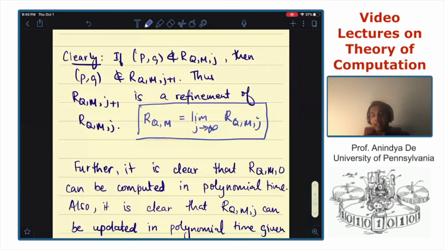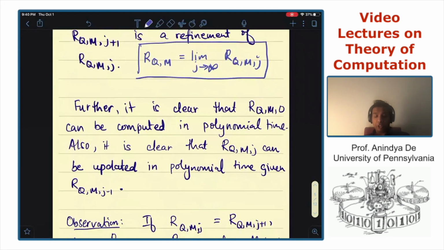So, okay, we have defined R_{Q,M,J}, these equivalence relations. And now how do we compute these equivalence relations? And if we manage to compute R_{Q,M,J} for any J, how does it give us R_{Q,M}? Well, first of all, observe that the equivalence relation R_{Q,M,0} can be computed in polynomial time, because that equivalence relation only has two equivalence classes, the accepting states and the rejecting states. So that equivalence relation is easy to compute.